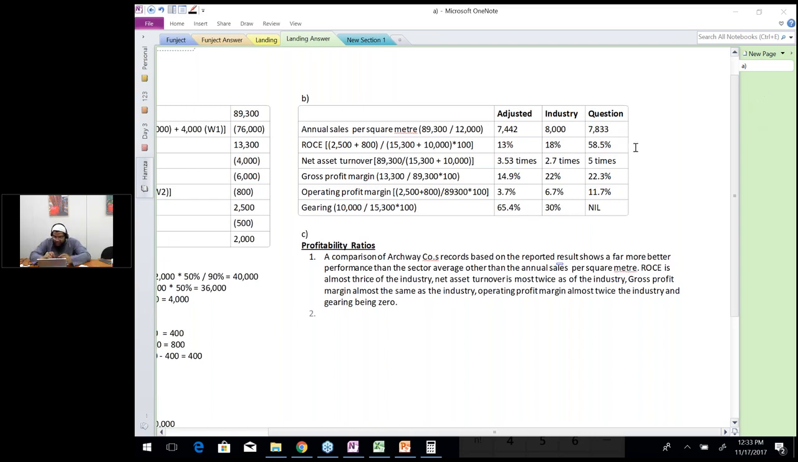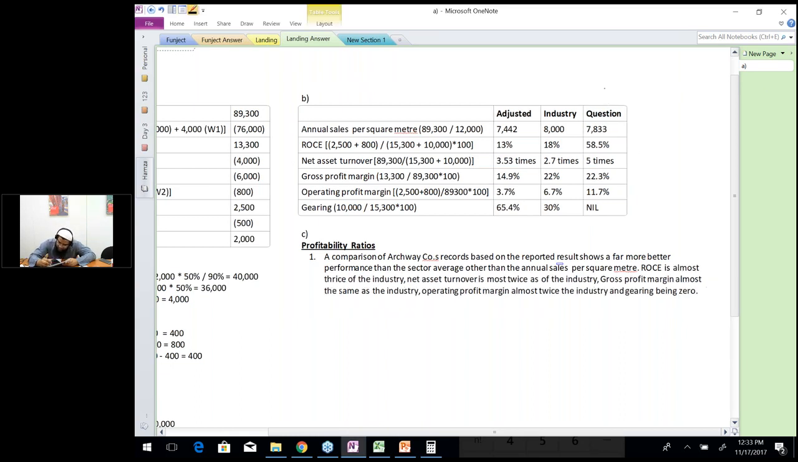Nazia, I've said that the values given in the question are far better as compared to the industry. The ROCE of the company is almost thrice, the net asset turnover is almost double, the GP margin is almost the same, the OP margin is again almost double, and the gearing is zero. I've mentioned all these facts in the answer.